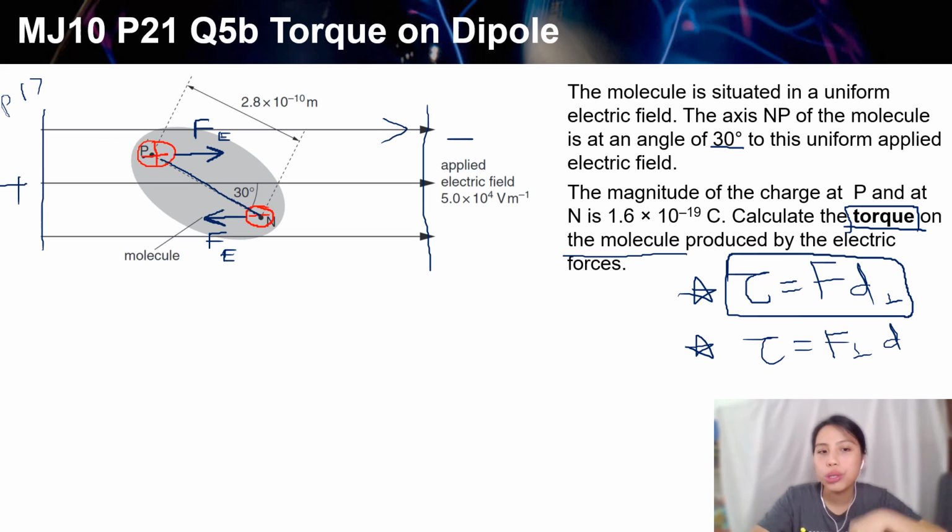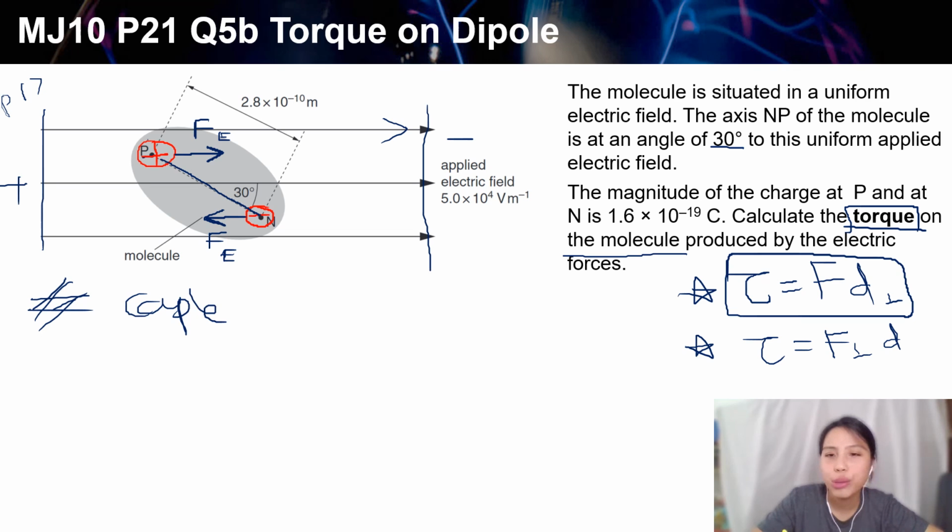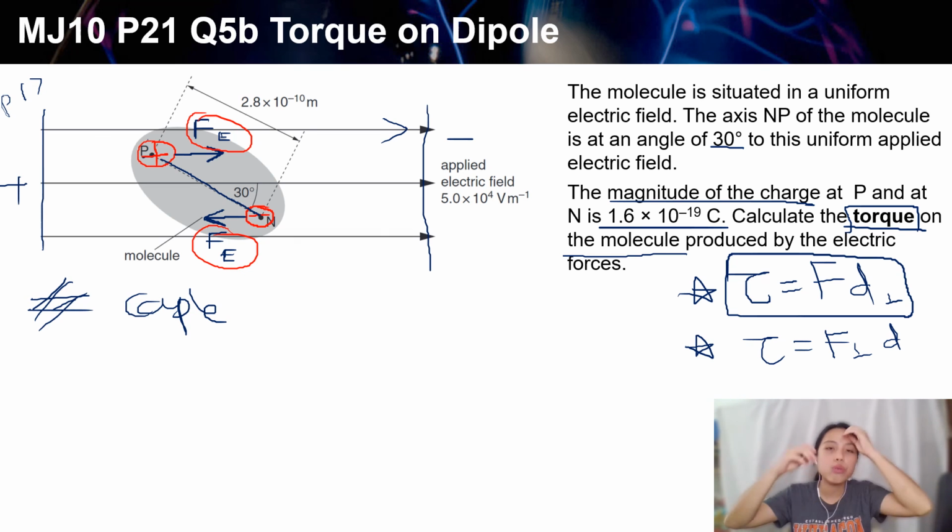One more shortcut you should know. This is actually a torque of a couple. What is a couple again? Good revision. The magnitude of the charge is the same, so they will have the same force. This Fe is the same magnitude as this, but in a different direction. That's what we call a couple. Same force acting to rotate something.